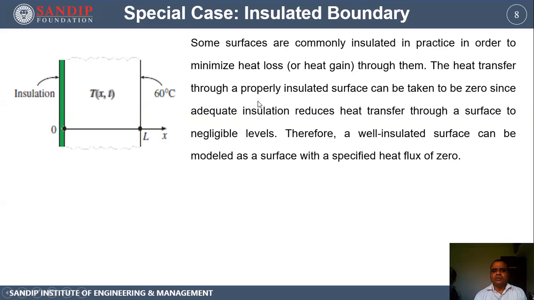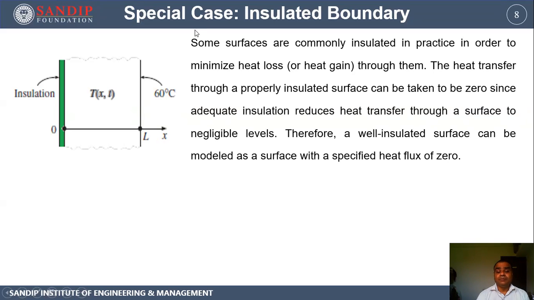The heat transfer through a properly insulated surface can be taken as 0 since adequate insulation reduces the heat transfer through the surface to a negligible level. It cannot be 0 in real life, but it is going to be very small and can be ignored. So if insulation is provided in the system, we can use that as our boundary condition, and therefore a well insulated surface can be modeled as a surface with specified heat flux equal to 0.